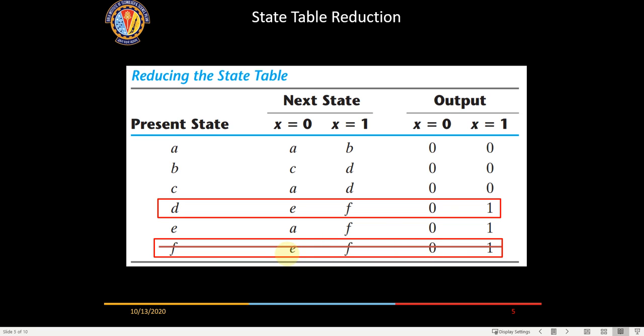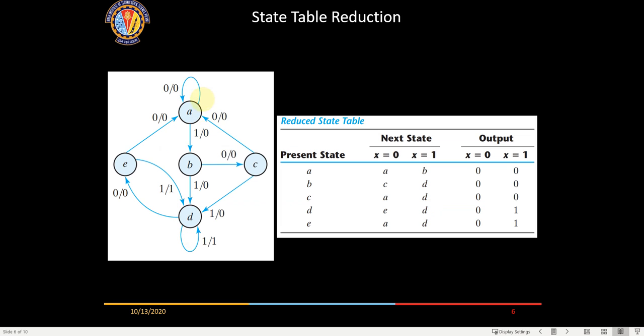So understand that not only the inputs, even the outputs have to be mapped, only then. So I'm going to remove this, and wherever there is an F, I am going to replace it with D. So now I replace this F with D, and this F with D. Now there are 1, 2, 3, 4, 5 states only. So this is the final expression, if you see.